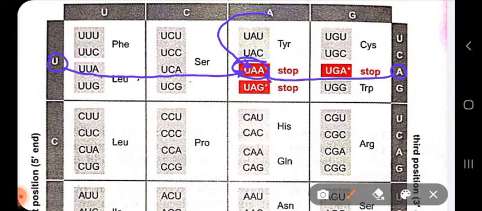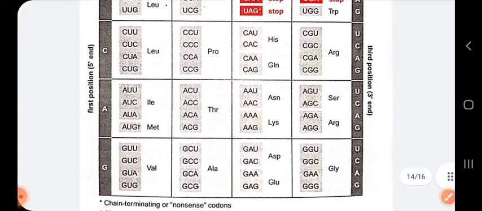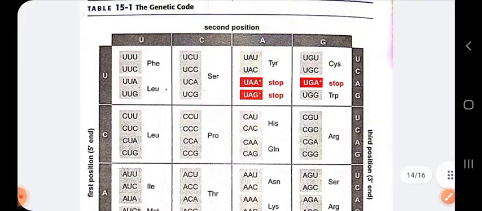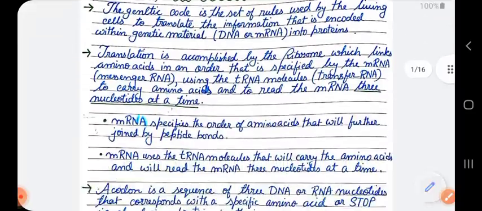So if the ribosome encounters this stop codon within the mRNA, it will not recruit any tRNA to come and bind, but rather it will terminate the translation process. Okay, UAG is also a stop codon and UGA is also a stop codon. So in this way you have to study all these codons. You have to recite them one by one.